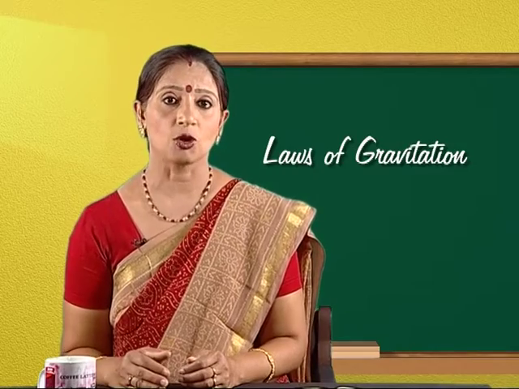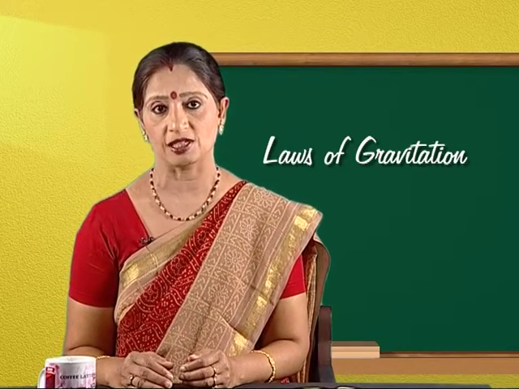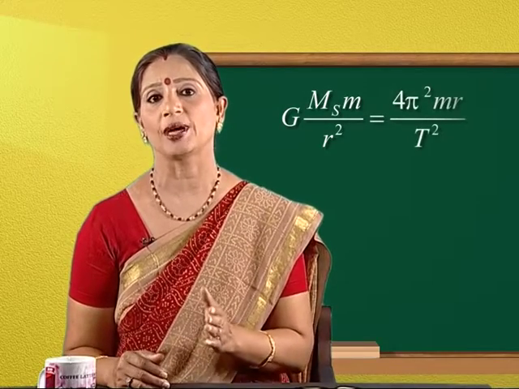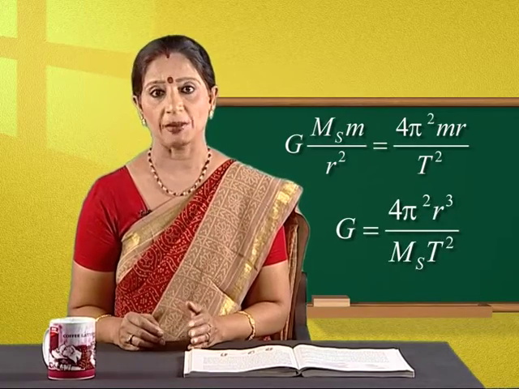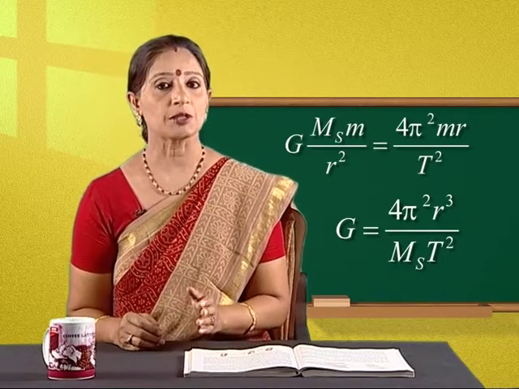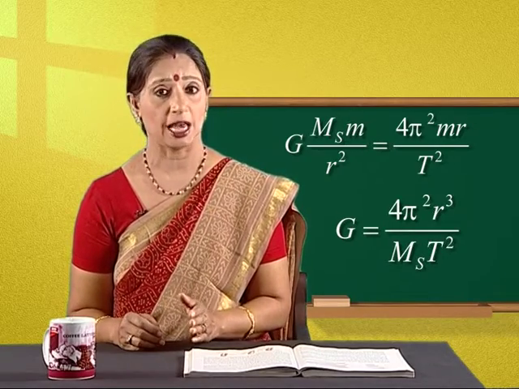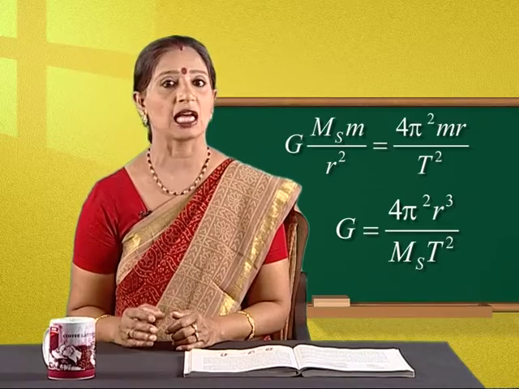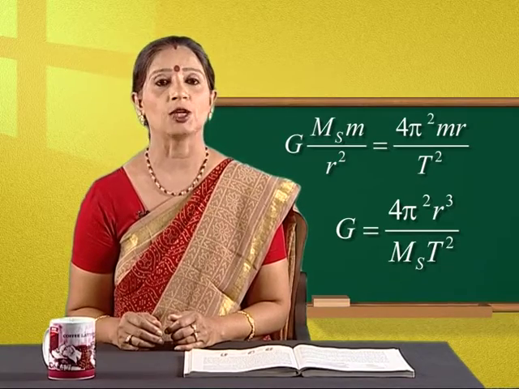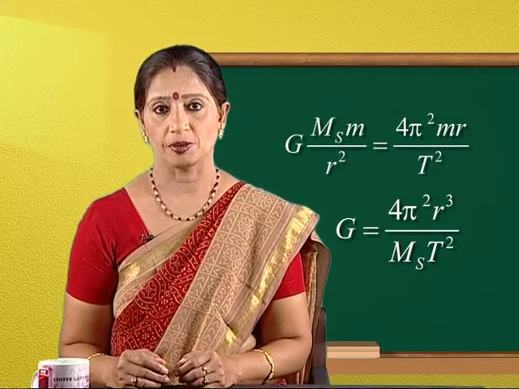Since centripetal force is provided by the gravitational force of attraction, therefore, G Ms m upon r square is equal to 4 pi square m r upon T square. By rearranging the relation, we get G equal to 4 pi square r cube upon Ms T square. By substituting the values of the mass of the Sun Ms, the orbital period of the planet T and its distance from the Sun r, we can measure the value of G. Let us consider this example.